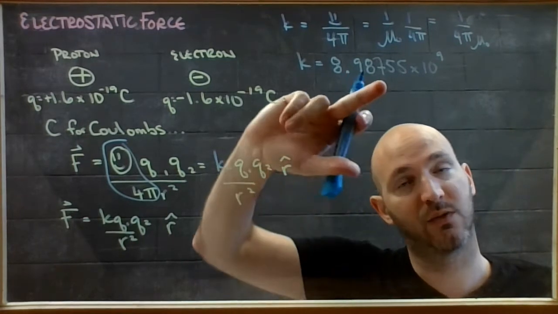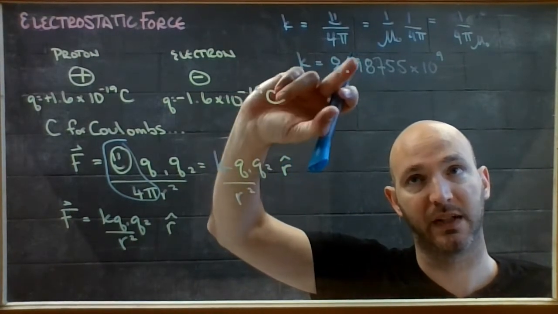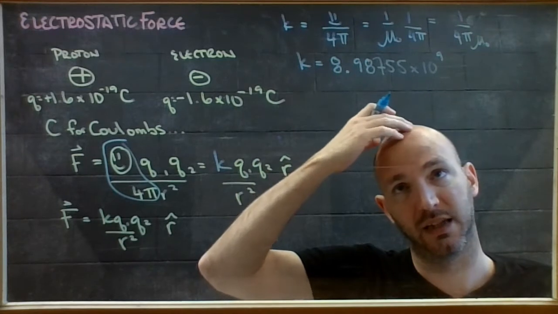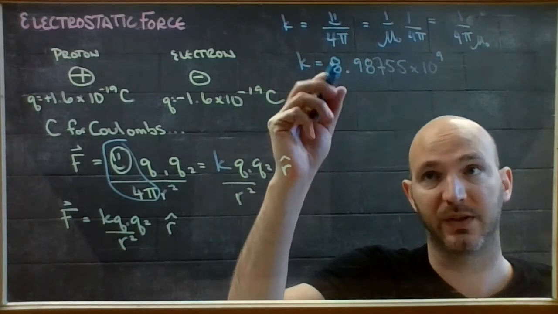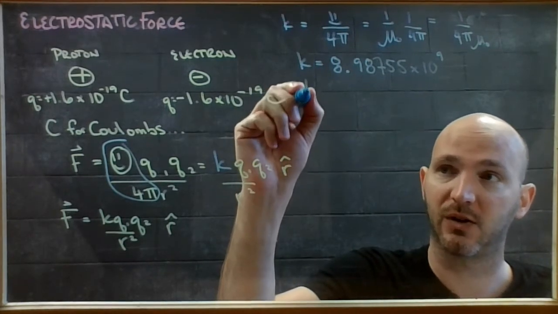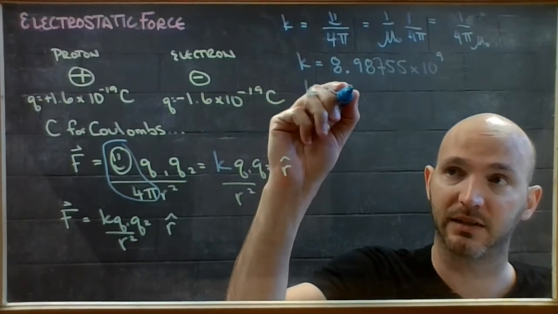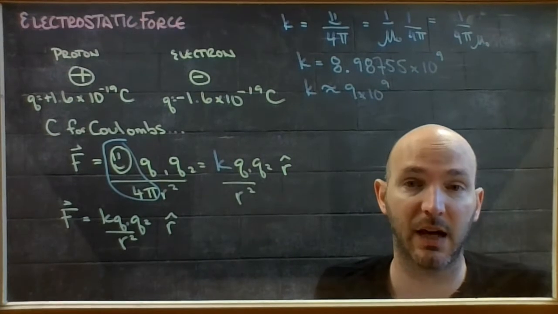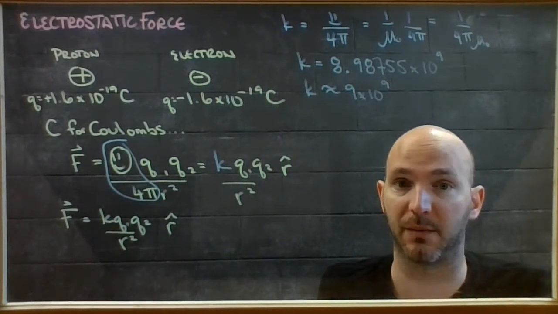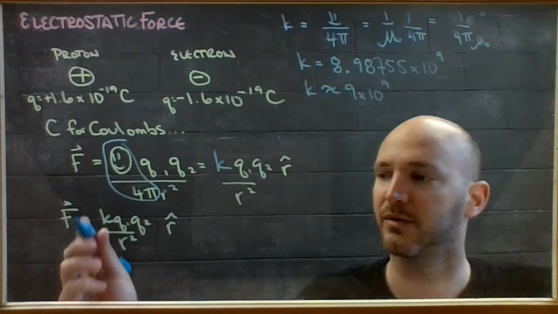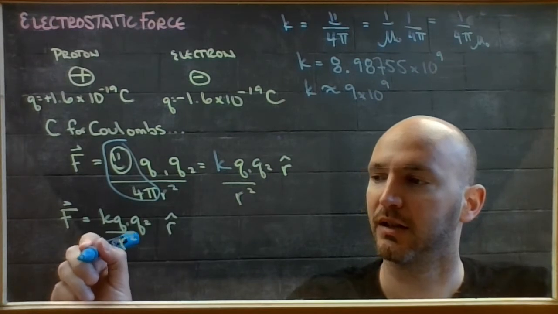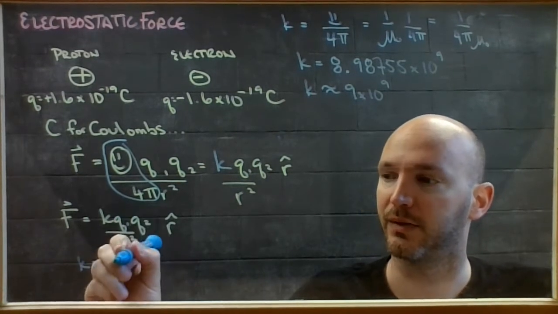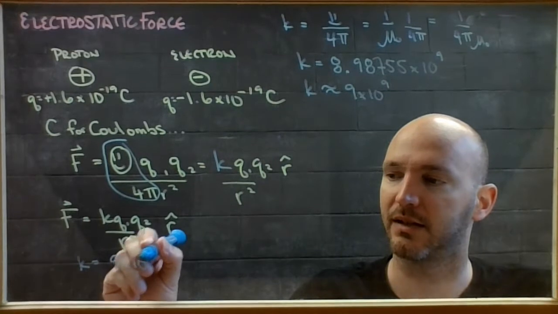If I round it to the normal 3 decimal places, it'd be 8.988. But that's awfully close to 9. So we're just going to call k approximately 9 times 10 to the 9. And that will do for us, for what we're up to. So let me just jot that down here. K equals 9 times 10 to the 9.